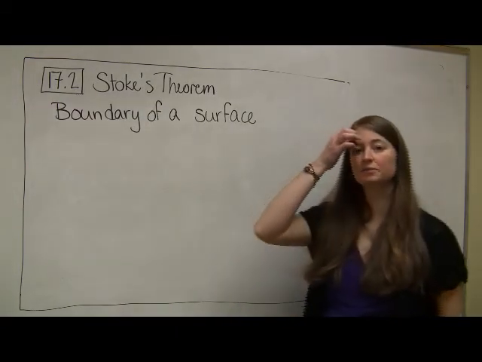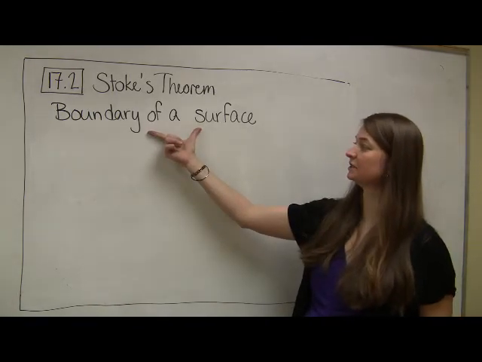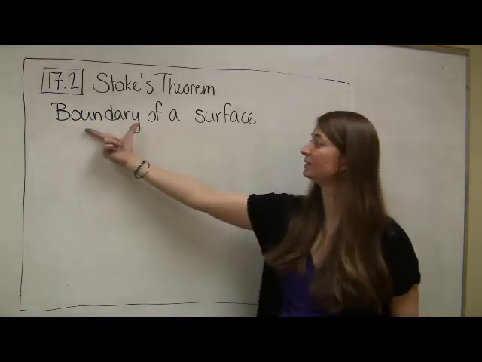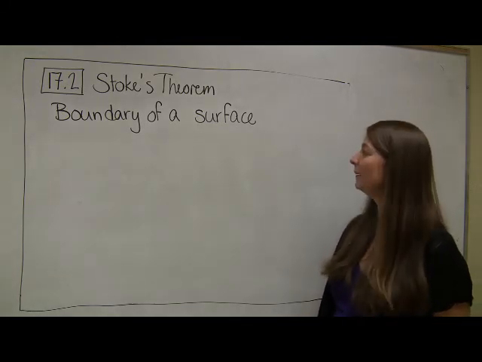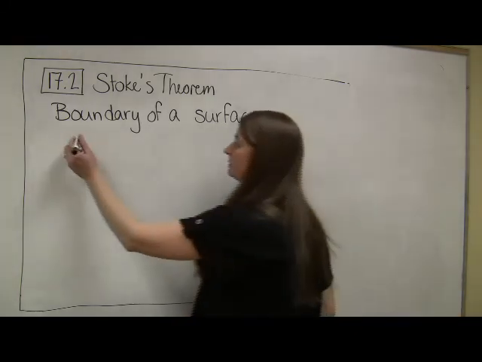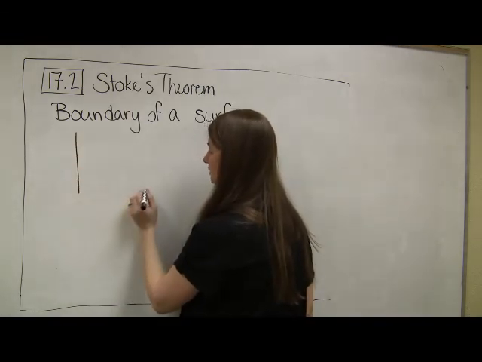So for Stokes' theorem, we're going to have to use surfaces, and part of it is to look at the boundary of a surface, so we need to define what that means and explore that a little bit. For some surfaces, it's going to be pretty straightforward what the boundary of a surface looks like.